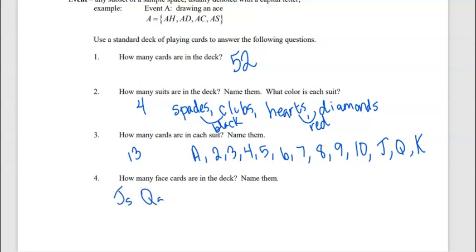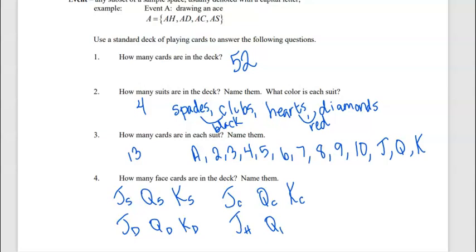We have the queen of spades. We have the king of spades. We also have the jack of clubs. We have the queen of clubs. We have the king of clubs. And then we have the jack of diamonds, the queen of diamonds, the king of diamonds. And then finally, the jack of hearts, the queen of hearts, and the king of hearts. And so that is all 12 cards in the deck that have faces on them.